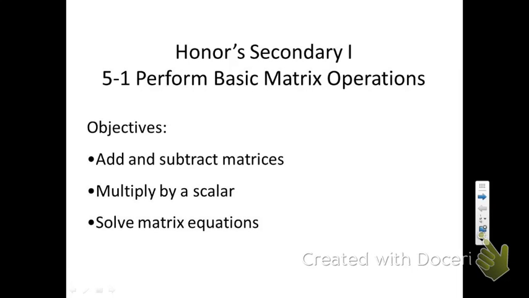Today we began matrices, so we're going to start out by performing basic matrix operations. So we're going to add and subtract them, multiply by a scalar, and then solve matrix equations. Before we can do that, we need to go through some definitions.